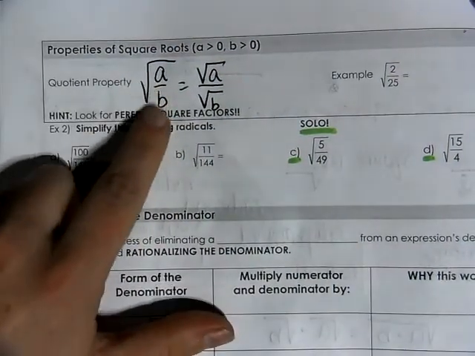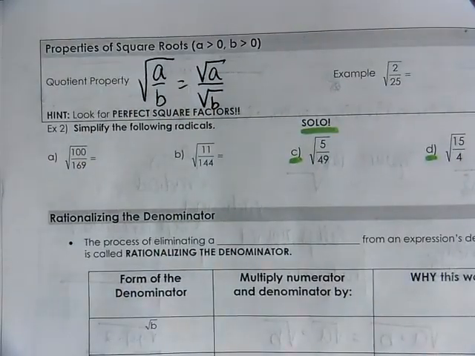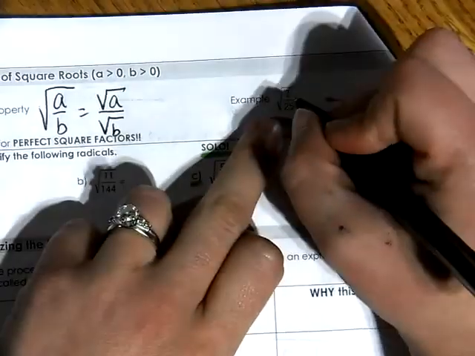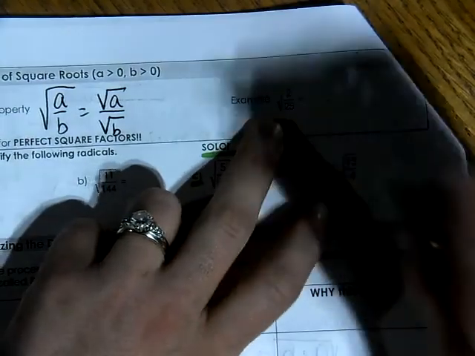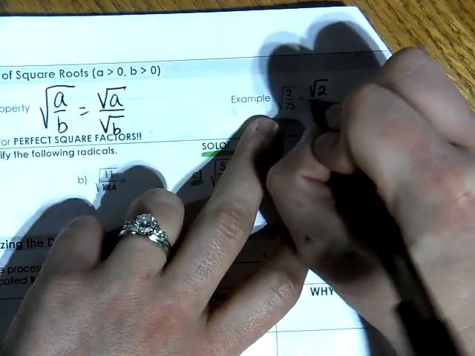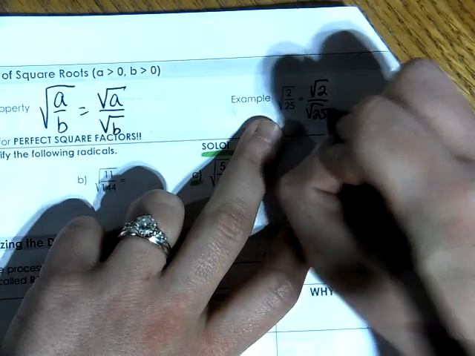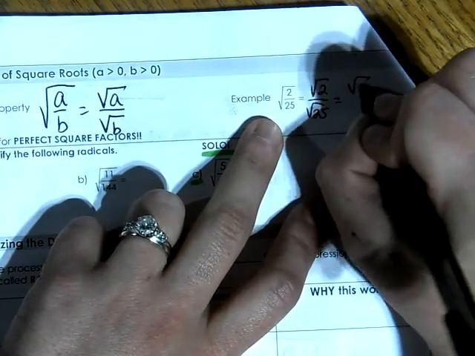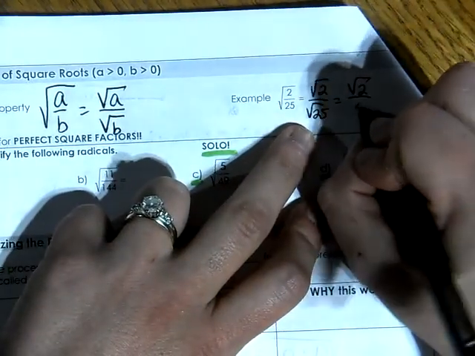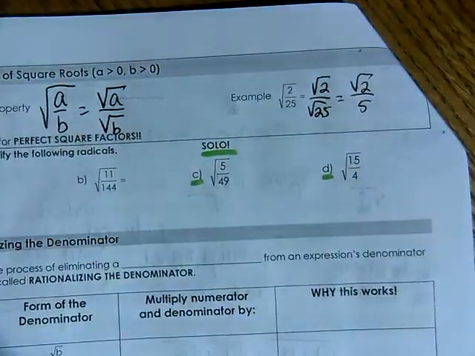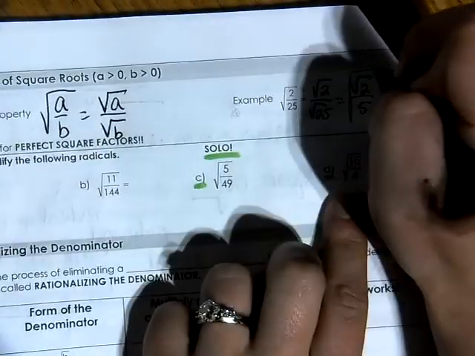Always look for a relationship between the numbers and always look for perfect square factors as well. So looking at this example, we have the square root of 2 over 25. 2 and 25 are not related to each other. So I'm going to take the square root of 2 and divide it by the square root of 25. I now end up with the square root of 2 on top. There's nothing I can do about that. And the square root of 25 is 5. That is simply my answer.